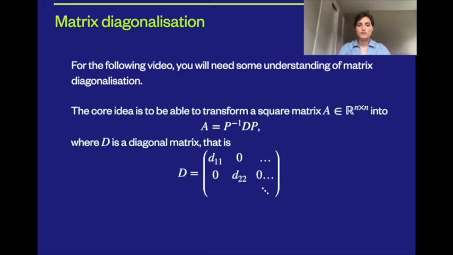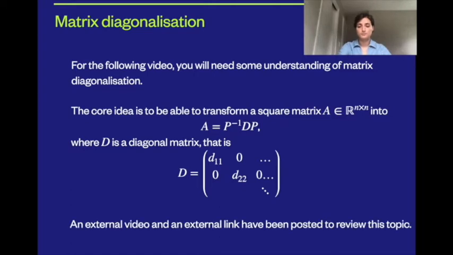The idea of matrix diagonalization is that you can transform a square matrix A into a product of three matrices, P^-1, D, P, where D is a diagonal matrix. That is, it has some non-zero values on the diagonal and 0 everywhere else. If you don't know about this topic, please read about it. There is an external video to review this topic.